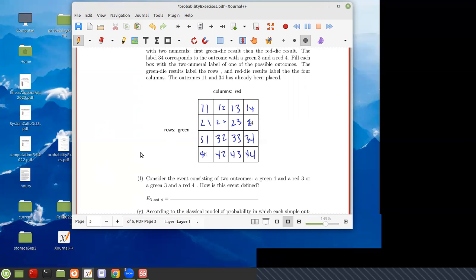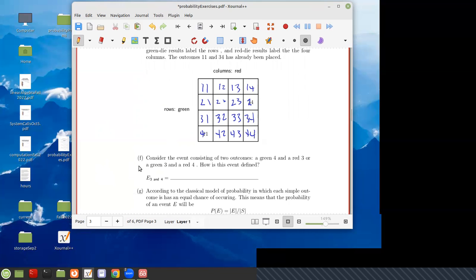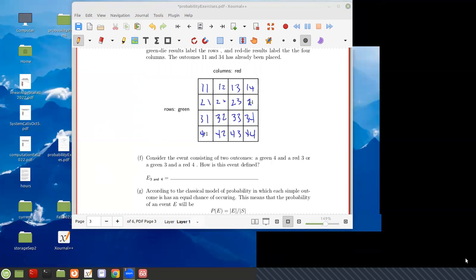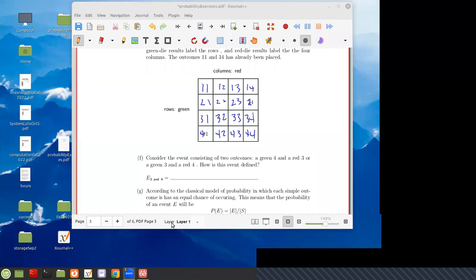So let's look at the next question, which is: consider the event consisting of 2 outcomes, a green 4 and a red 3, or a green 3 and a red 4. How is this set defined? Okay, take a moment. So hopefully you've completed this. The event is going to be defined as (3,4), (4,3). That's the green 3, red 4, and green 4, red 3.